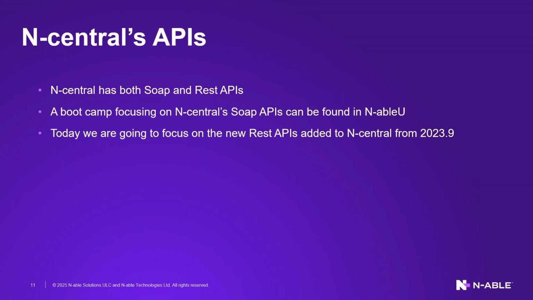These started to be added into N-central in 2023.9. The current release of N-central is obviously 2025.2. And in all the releases since 2023.9, we've added different functions or resources in terms of API functionality. So depending on what version of N-central you're on, you mightn't see all the functionality that we talk about today. So it's important that you upgrade your N-central server if you're self-hosted.